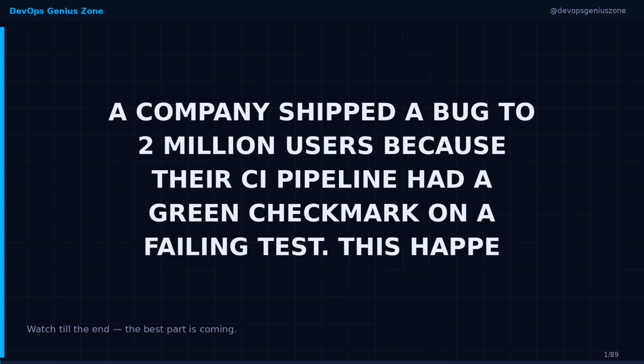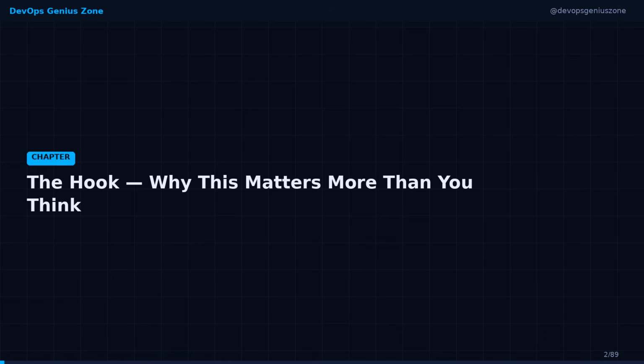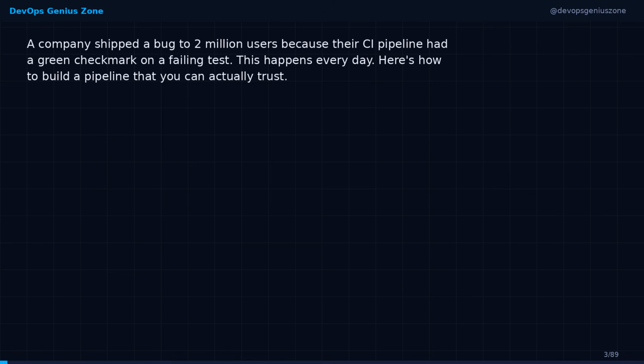A company shipped a bug to 2 million users because their CI pipeline had a green checkmark on a failing test. This happens every day. Here's how to build a pipeline that you can actually trust.